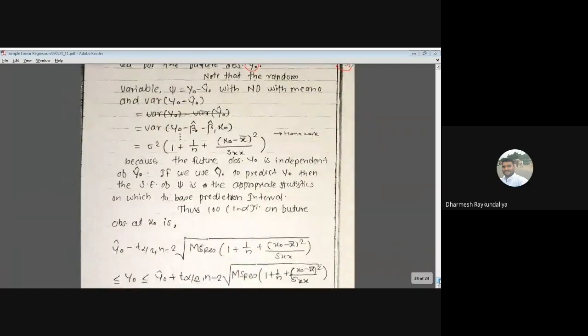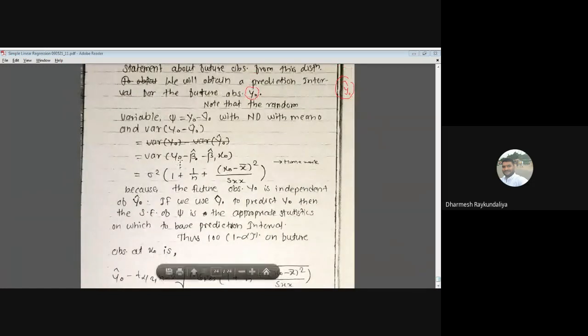And what is the variance of this? So it is the variance of y0 plus variance of y0 cap, but we have already obtained the variance of y0 cap is sigma square into 1 by n plus x0 minus x bar square upon sx. And what is the variance of y0? It is sigma square. So it is simply a sum of these. You have to prove this as homework. So it is sigma square into 1 plus 1 by n plus x0 minus x bar square upon sx.